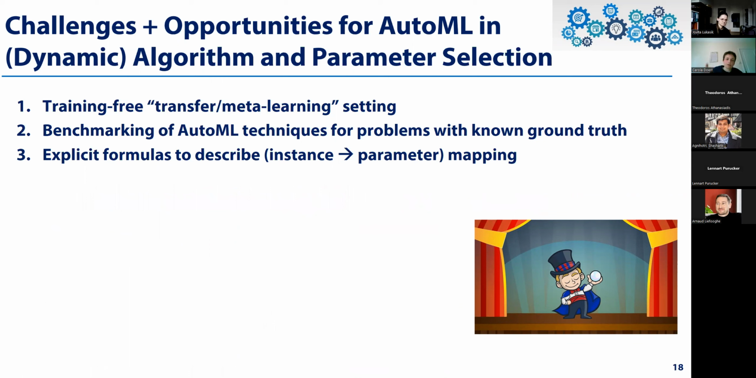Okay, now I'm coming to an end. One more opportunity I want to mention comes back to this: we do a lot of magic and then, look how wonderful it is. That I don't like. One opportunity I see is to derive explicit formulas to describe the instance-parameter setting mapping. In our automated algorithm configuration, I give you an instance, you do your black magic, and then you tell me which parameter value I should use without telling me why, right?